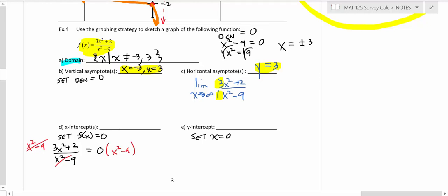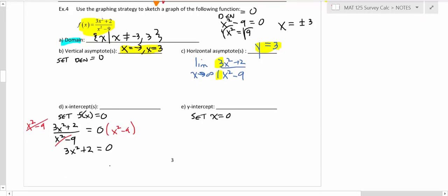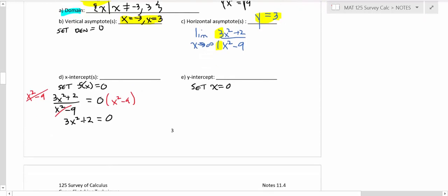So what that would end up being then is that would end up giving you 3x to the second plus 2 equals 0, and then we're going to solve this particular equation. Well, this one doesn't factor. You would just have to move the 2 to the other side, so you would get 3x to the second equals -2. Then you would divide by 3, so you would get x to the second equals -2 over 3. What do you do now?